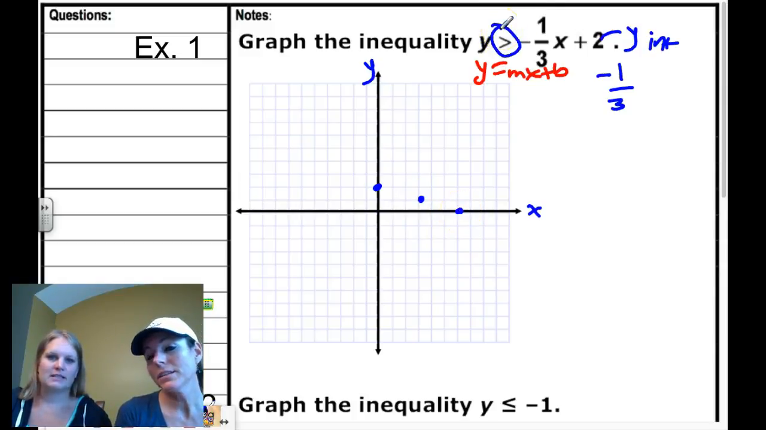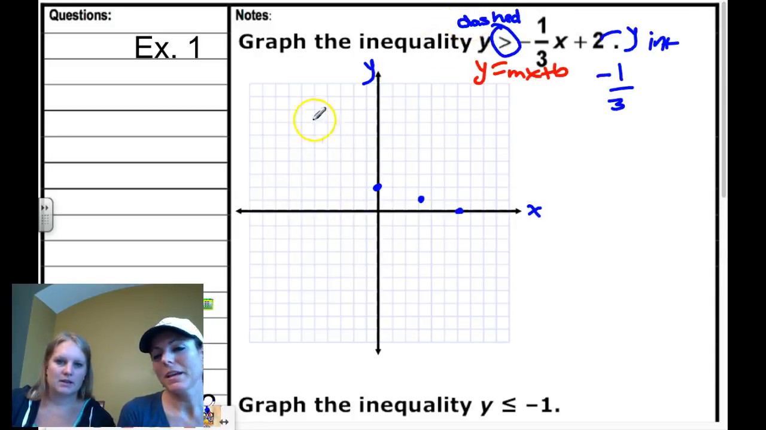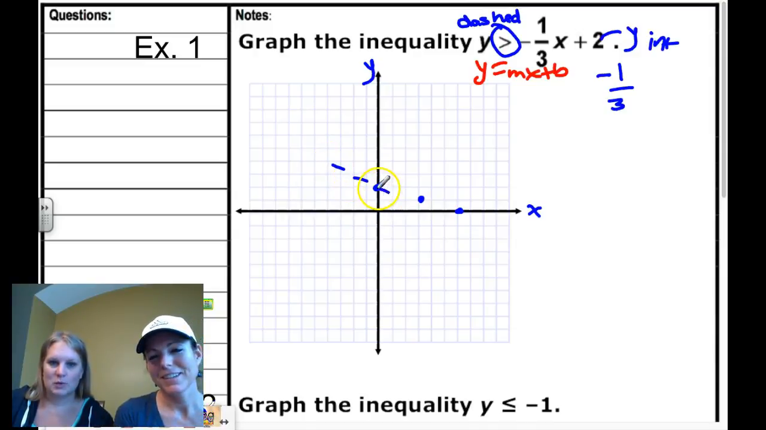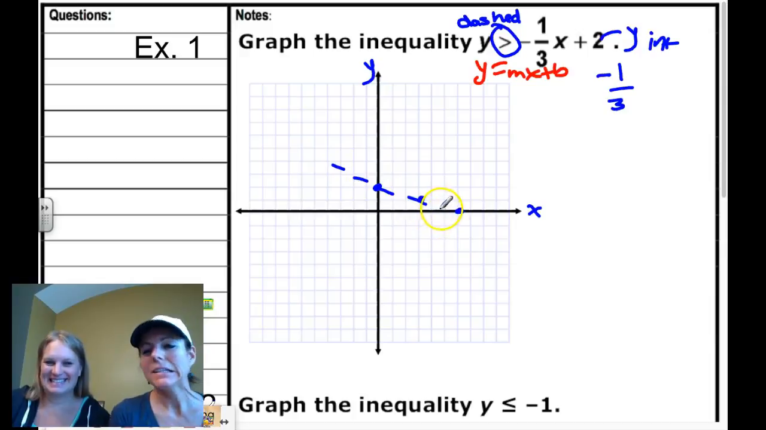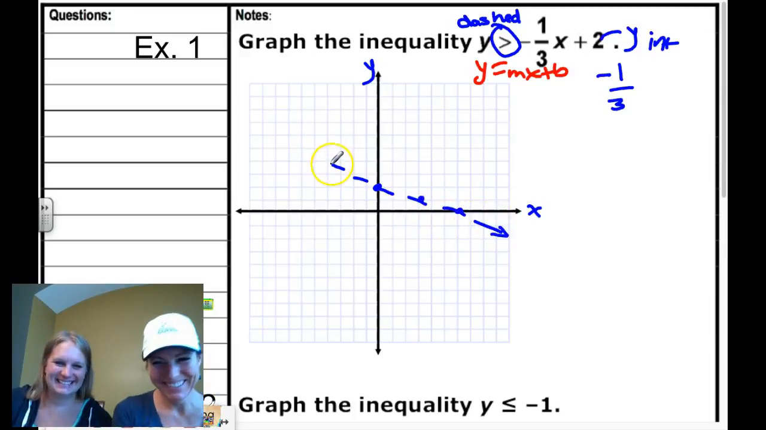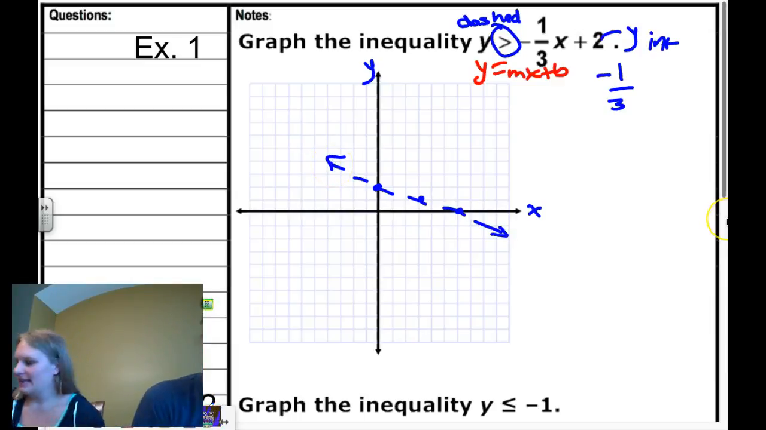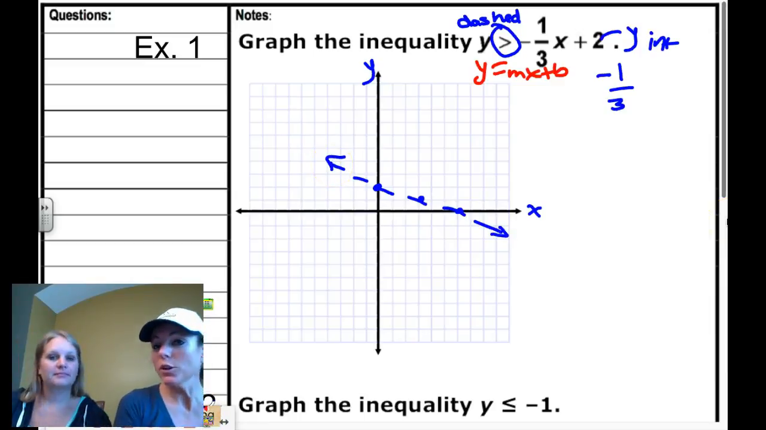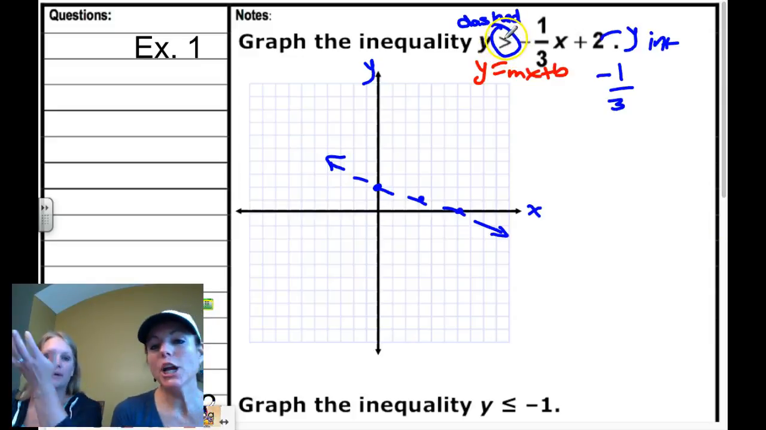I look at this, and I know that it's dashed because it doesn't have an equal sign. This should make it so much easier for you. Well, I don't know about that, Miss Young. I know it's a little bit crooked, but it will do. All right, the next step now. Well, greater than. Greater means bigger. Above.